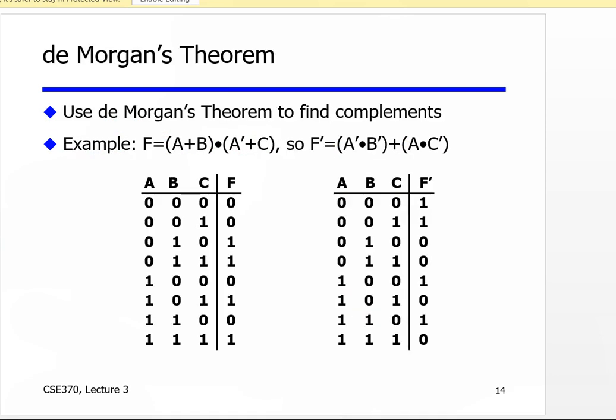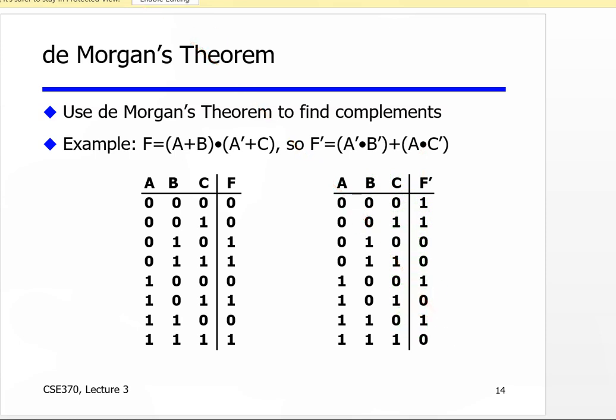And coming to the De Morgan theorem. Use the De Morgan theorem to find a complement. Example: f is equal to a plus b bracket dot a complement plus c. So f complement is a complement dot b complement, and so on. So a plus b and c. How many variables do we have? 3. So a, b, c. Then make it 0, 1, 2, 3, 4, 5, 6 up to 7. Then again 3 here. So 0, 1, 2, 3, 4, 5, 6, 7 and so on.